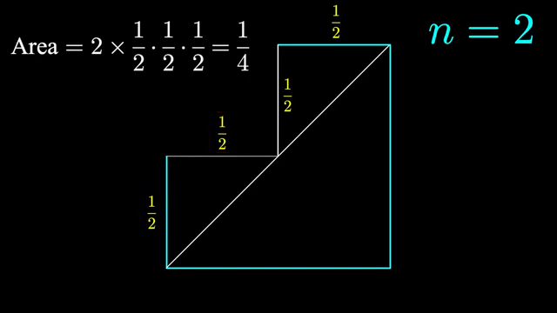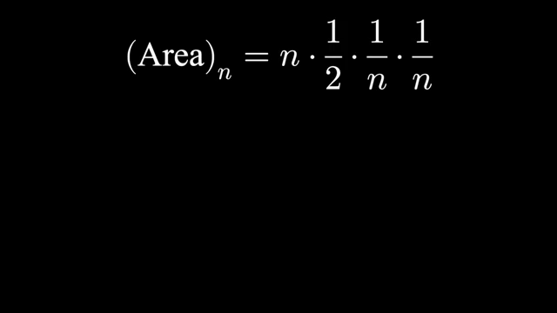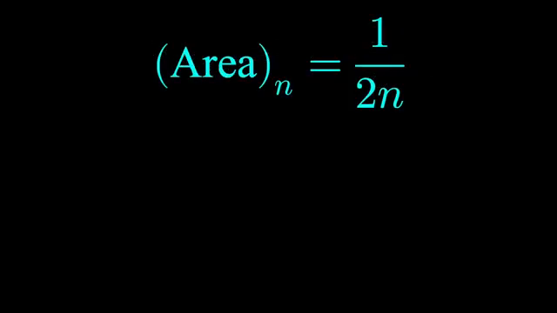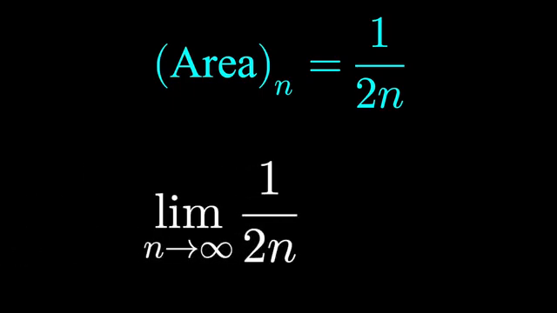So for a general n, we have n triangles, each with base 1 over n and height 1 over n, and area 1/2 base times height. In other words, the area of the nth iteration of our process is 1 over 2n. And we can see this area shrink to 0 by taking the limit out to infinity. Thus, we conclude that the staircase path does indeed approach the diagonal path.